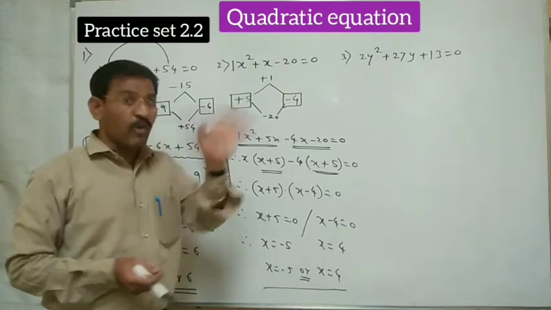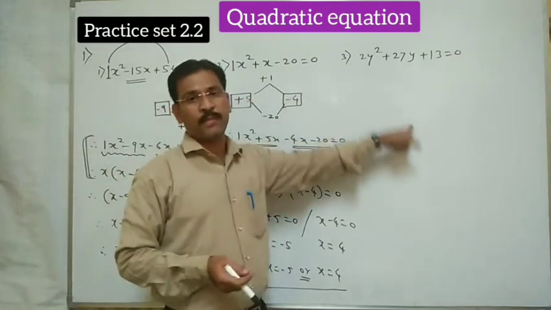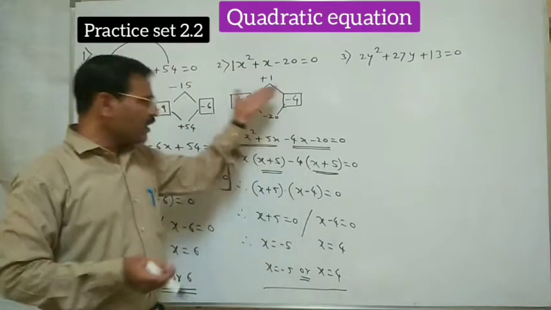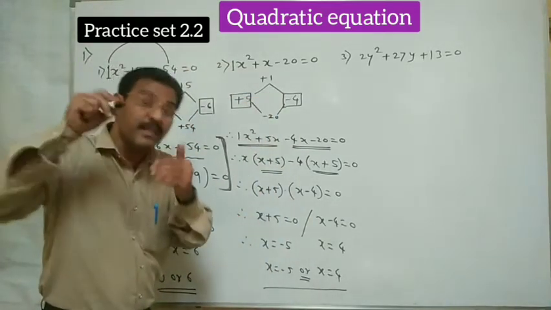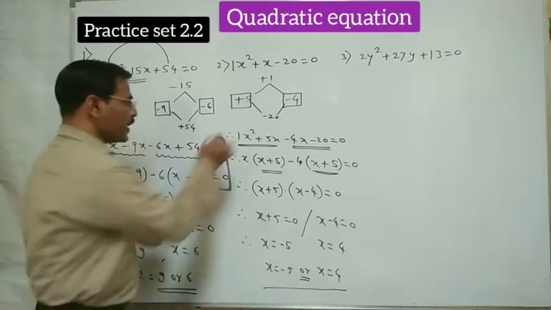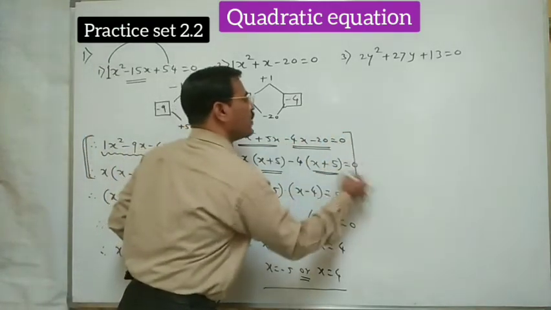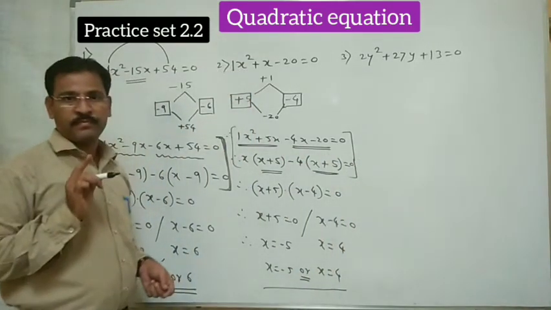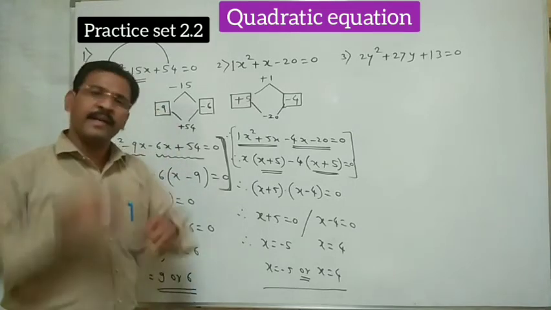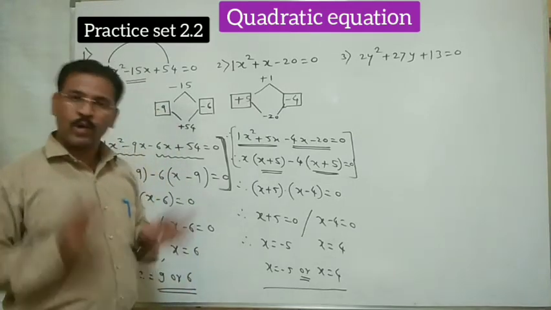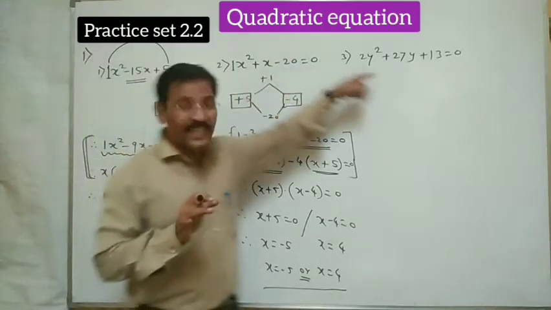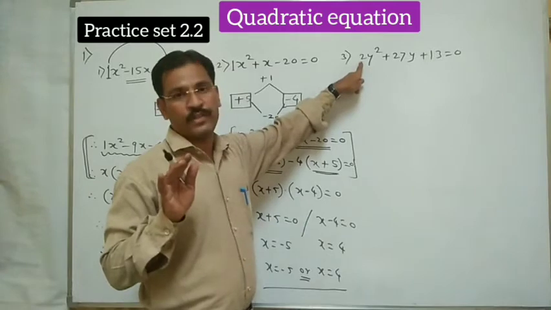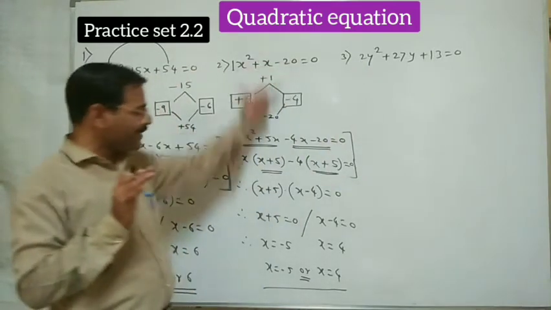But we cannot write directly in this type of example. Here we have to split the middle term. Here there is no need to, but only after you understand it. Try to first understand, and then you can write directly also. Okay friends, now see, in this third one you cannot write directly because of this coefficient. You have to write like this.